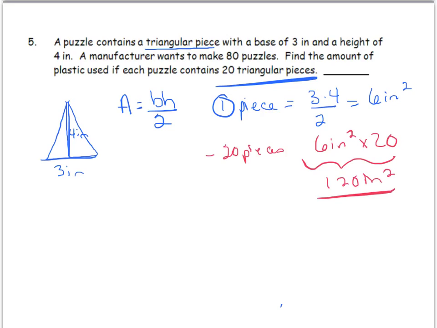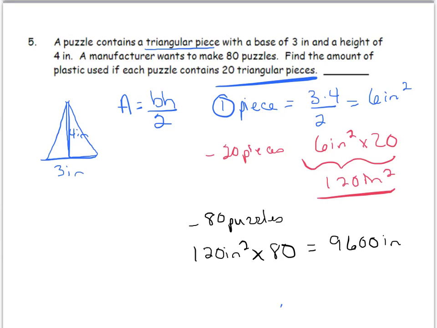But I don't want one puzzle. I want 80 puzzles. So our next step after that is for 80 puzzles. So I'm going to take my one puzzle, 120 inches squared, and I'm going to multiply that by 80 because I want 80 puzzles. That will give me a total of 9,600 inches squared. That's how much I need for 80 puzzles.